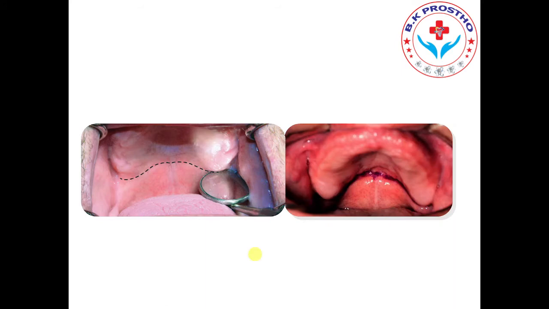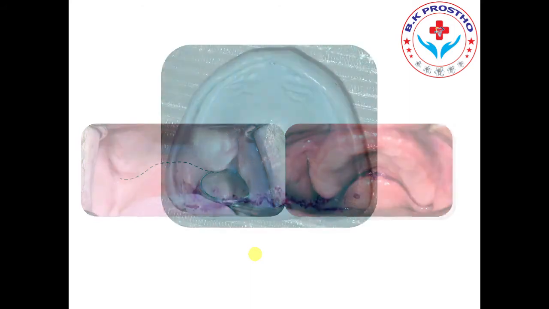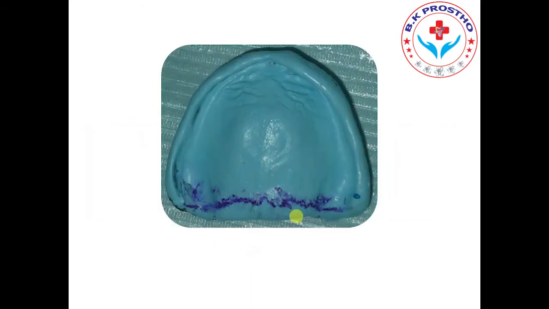And then we reinsert the impression into the patient's mouth. This marking will transfer, you can see here, into the fitting surface of the impression, and after pouring, this will transfer to the master cast. This will help in extension of the maxillary denture, and the denture should be extended to the vibrating line. So this final impression is properly recorded.